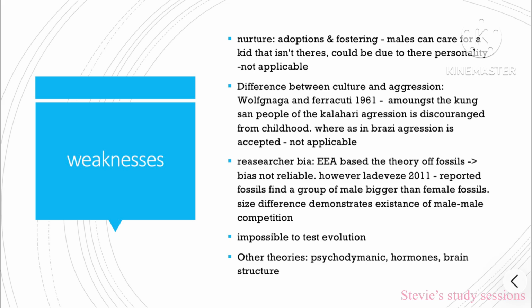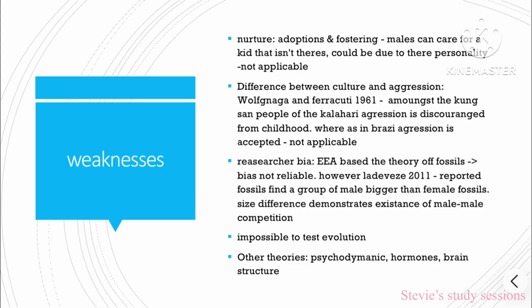Differences between culture and aggression. Wolfgang and Verekutai, 1961. Amongst the Krongsang people of Kalahari, aggression was discouraged from childhood, whereas in Brazil, aggression is accepted. Therefore, this study is not applicable to everyone. Researcher bias. The EEA based the theory on fossils.